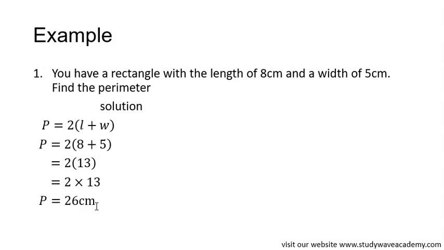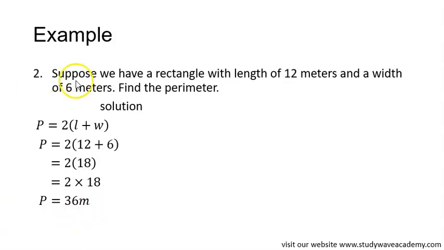Do you understand? Good. Let's look at another example. Suppose we have a rectangle with a length of 12 meters and a width of 6 meters. Find the perimeter.